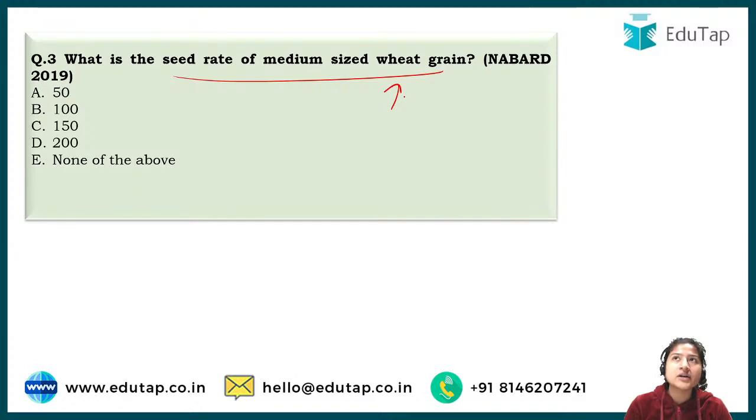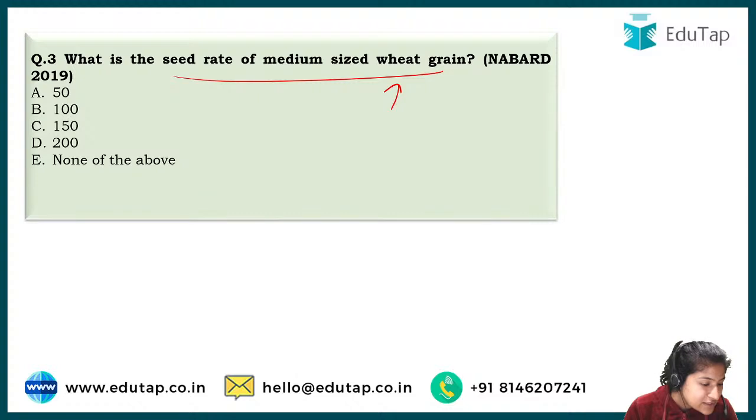If you remember in the previous lectures where I taught you about this, in the explanation slide I gave you the seed rate of various types of wheat grains that are sown. Those who have revised the PPTs from the Telegram channel must know the correct answer to this. I'm waiting for the right answers.